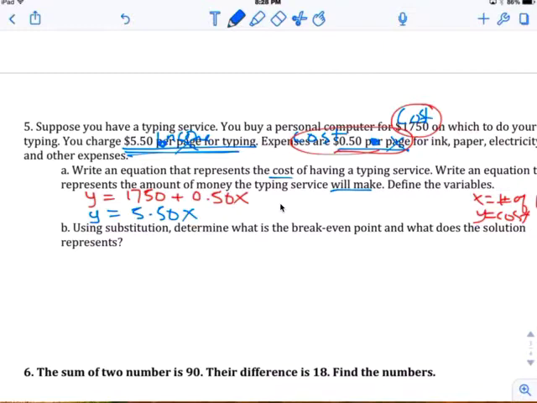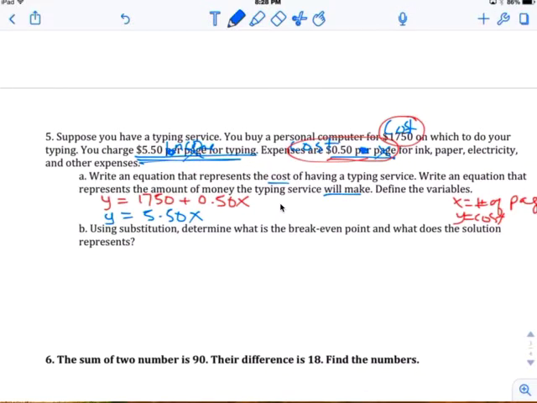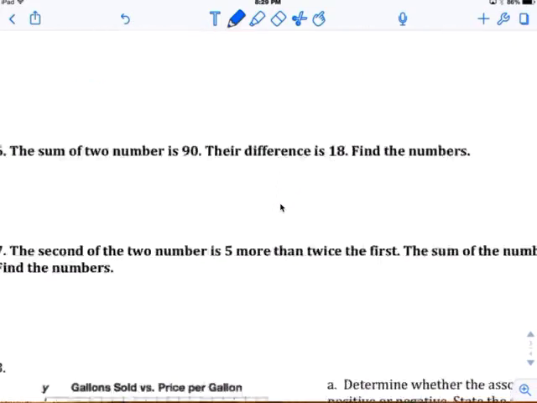Use substitution to determine what is the break-even point and what does the solution represent. Okay, same thing. So you guys know how to do this. Substitution and explain, okay?